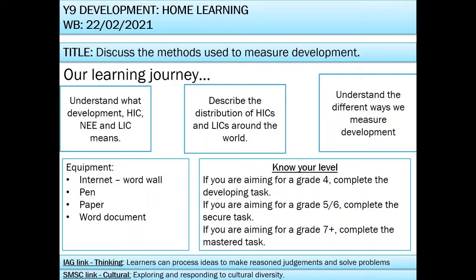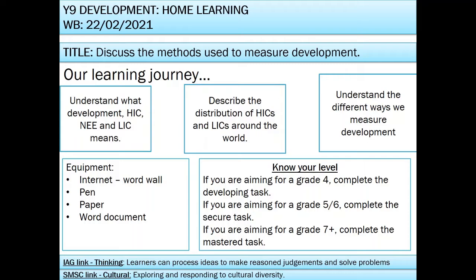So the equipment you need is in the bottom left-hand corner. You're going to need the internet. You're going to use WordWall. You need a pen and paper or a Word document. Either or, it doesn't matter which one you use, as long as when you're using pen and paper your writing is clear so we can read it when you upload it to Class Charts.